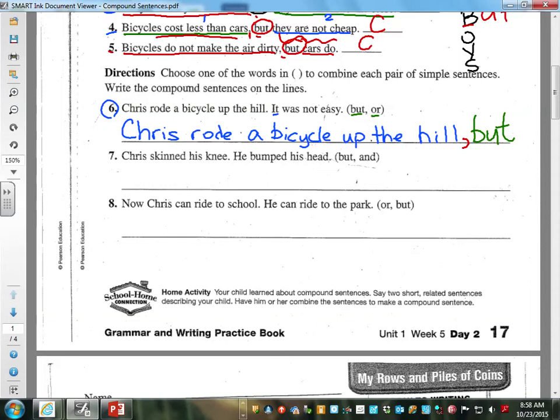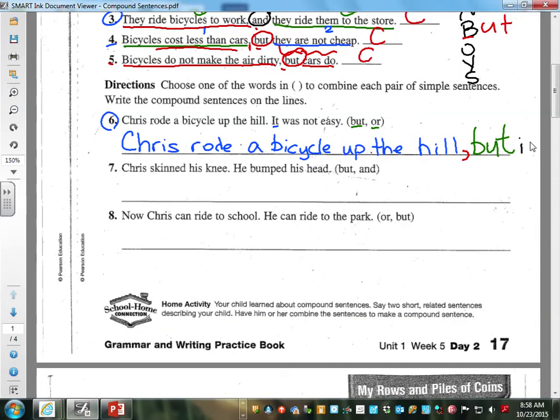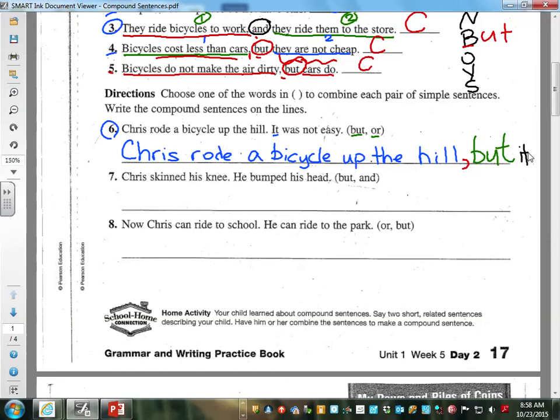So, Chris rode a bicycle up the hill, but it was not easy. The end of my sentence always needs a what? Period. Some kind of punctuation. It's a period. Let's practice one more before I send you off to do one on your own.